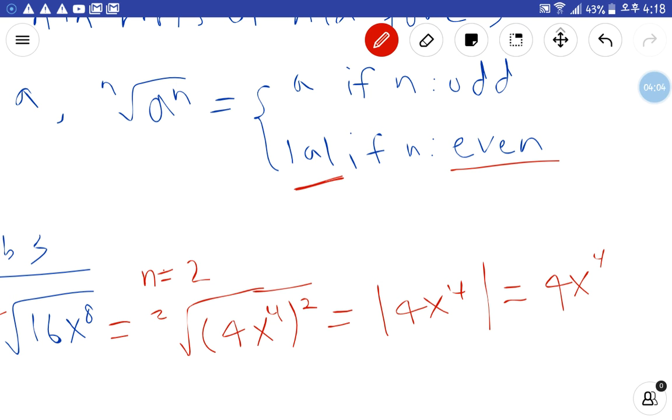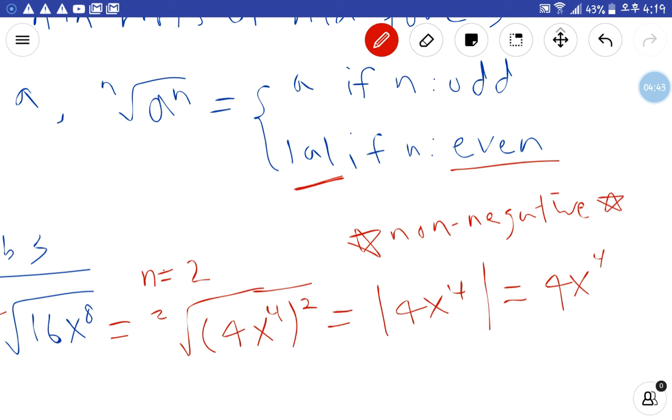Okay? So you need to include absolute value symbols because the index of the square root is 2, which is even, but the absolute value of 4 times x to the 4th power is 4 times x to the 4th power. I just mentioned it: x to the 4th power is always non-negative. So when do we need to omit the absolute value? Whenever your expression is non-negative, then you need to get rid of the absolute value symbol. That is a tricky part.